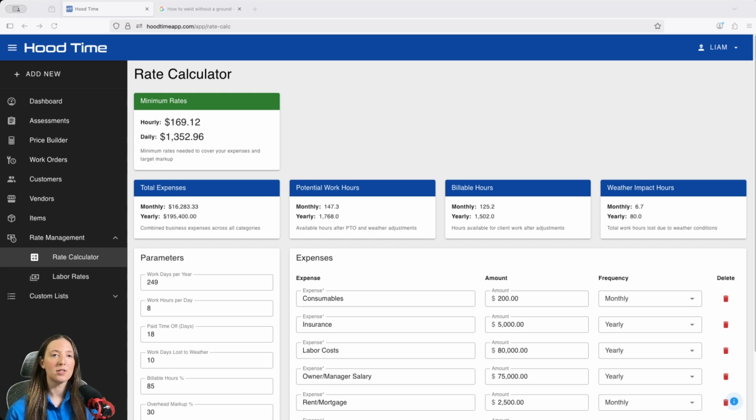Notice our summary boxes show 125 billable hours monthly, not the potential 147 work hours. The overhead markup percentage is set to 30% of your total overhead expenses. This is money the business keeps for growth, equipment replacement, emergency reserves, and future opportunities. 30% is a healthy baseline, but you might require a higher margin.